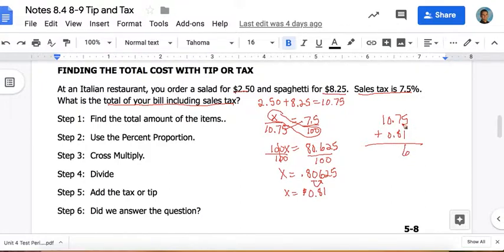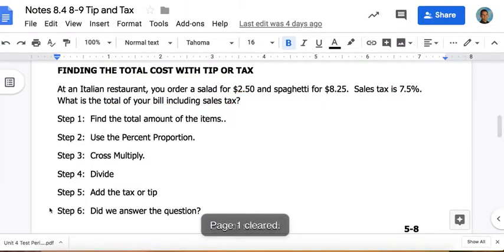5 plus 1 is 6. 8 plus 7 is 15. Carry the 1. Bring down the decimal. 1 plus nothing is 1. And 1 plus nothing is 1. So we have $11.56 for the total. So did we answer the question? We sure did. So when we have the total, we just have an extra step. But notice, in both of these questions, if we were finding the tip or tax, we found the part, and when we did the total, we found the part first, and then we added. So we just add another step here.